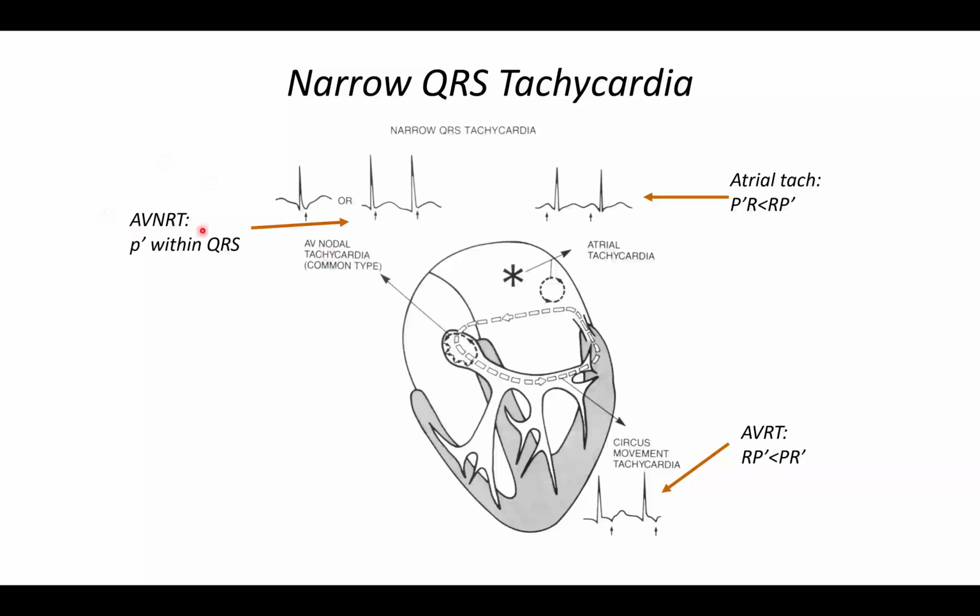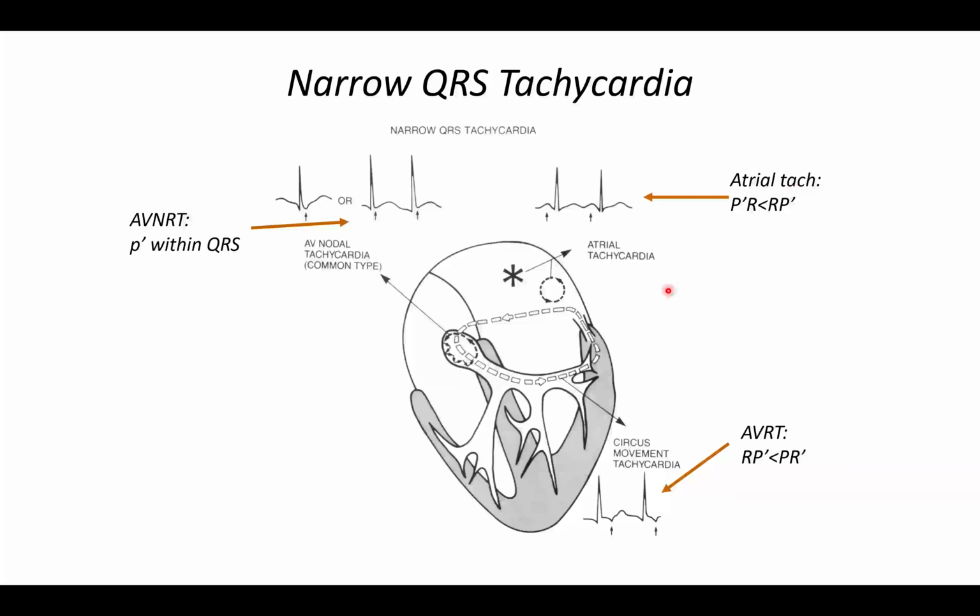Next, let's try to understand the basic circuit of the three common supraventricular tachycardias. First common is AV nodal reentrant tachycardia, AVNRT. Second is AVRT, that is accessory pathway mediated tachycardia. Third is atrial tachycardia, which includes atrial tachyarrhythmias, that is atrial flutter and fibrillation as well.